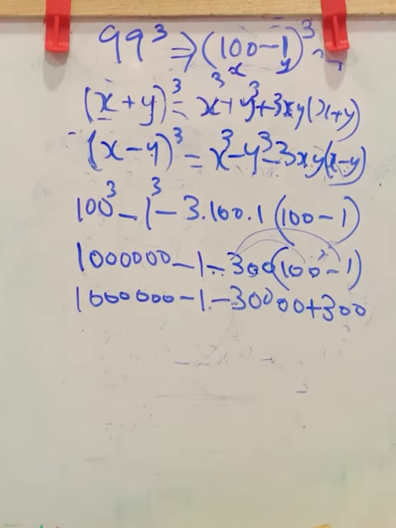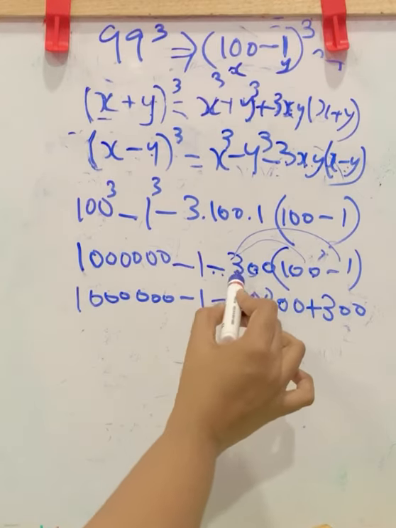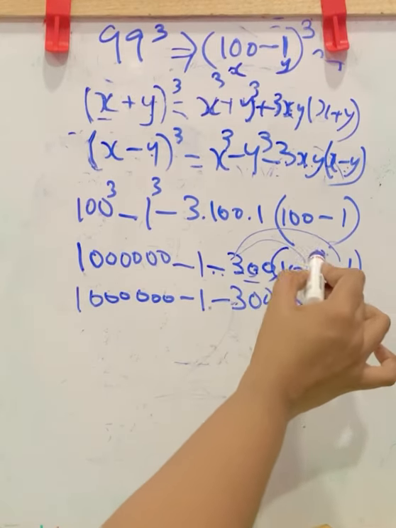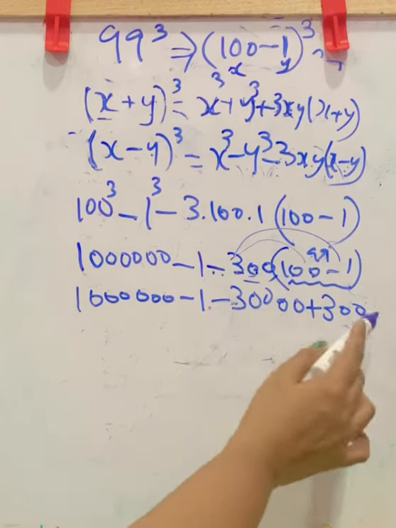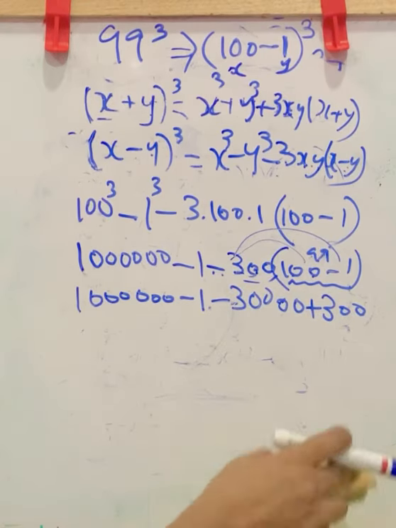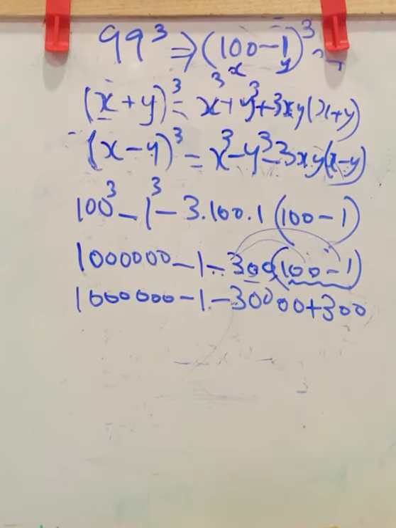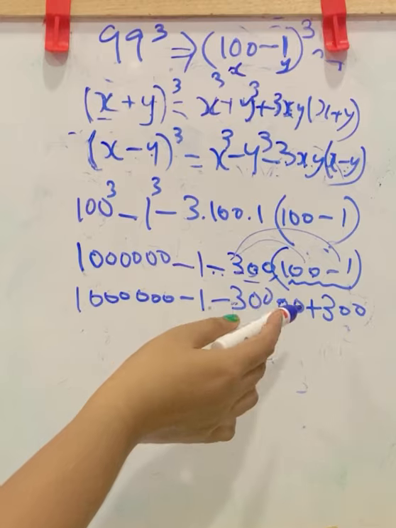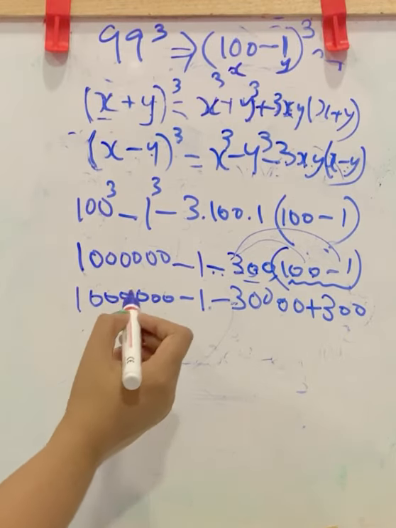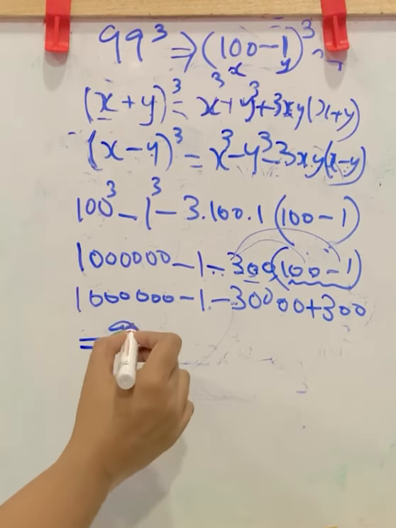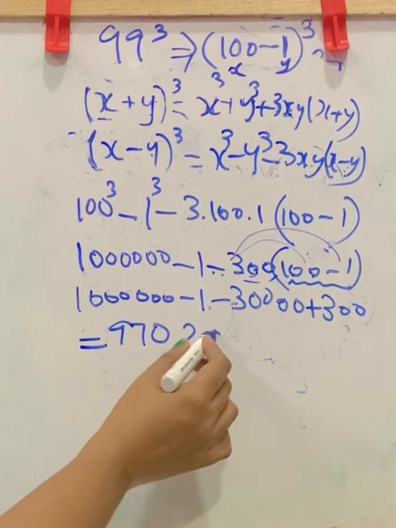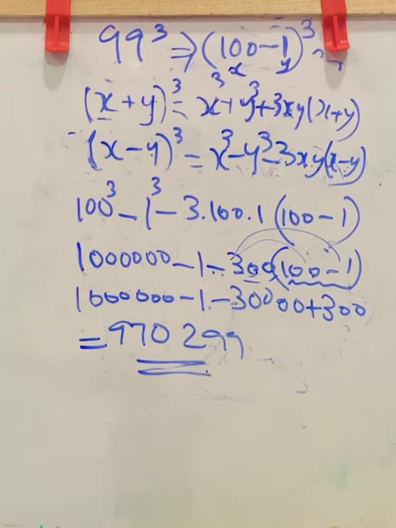This multiplication is easier than multiplying 300 into 99, if we were writing 99 instead of this. It is better to do it like this. So you will get 10 lakhs minus 1 minus 30,000 plus 300, and adding this, the final result will be 970299. This is the answer.